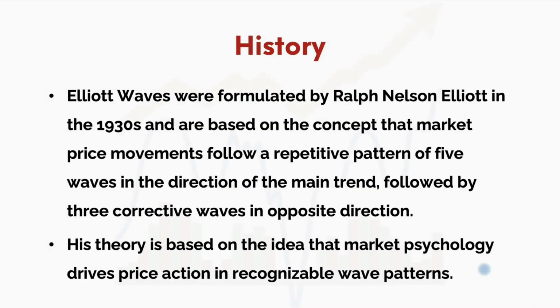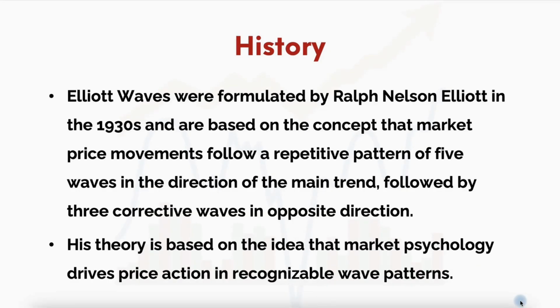Elliott waves were formulated by Ralph Nelson Elliott in the 1930s and are based on the concept that market price movements follow a repetitive pattern of 5 waves in the direction of the main trend, followed by 3 corrective waves in the opposite direction. His theory is based on the idea that market psychology drives price action in recognizable wave patterns.